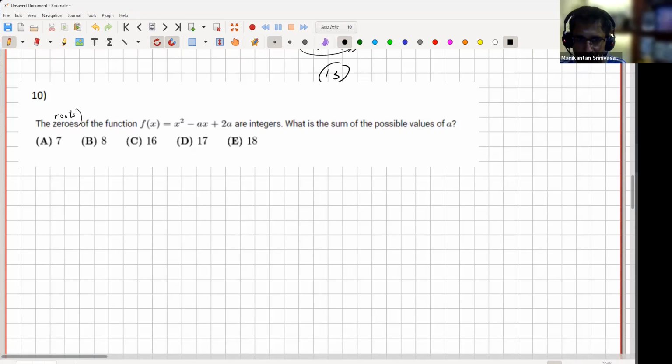We have been through this concept earlier too. Okay, now this is the function. Now, the zeros of this function are integers. What is the sum of possible values for a?